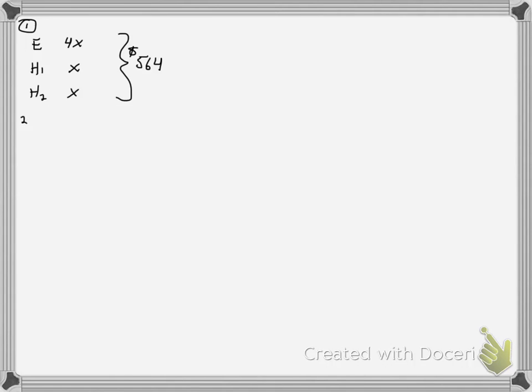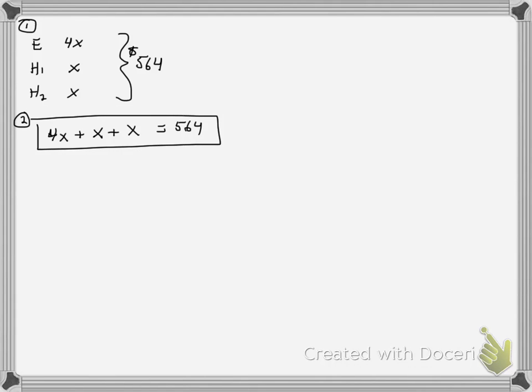Step 2, we want to convert this to an equation. We'll say the electrician plus 1 helper plus the other helper altogether equals 564. And that's my equation. Step 3, I solve it. I have how many x's altogether? 4, 5, 6. And then I will divide by 6 so that I have x all by itself. The opposite of multiply is divide.